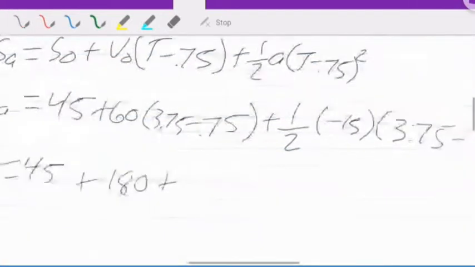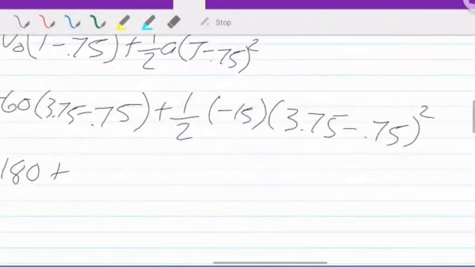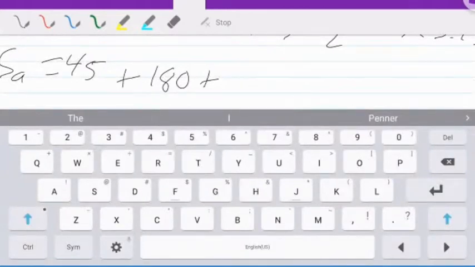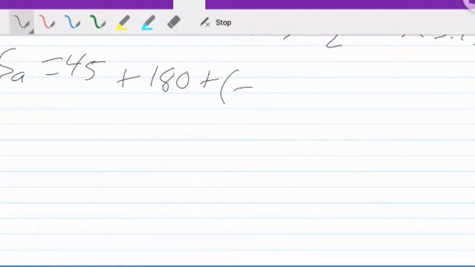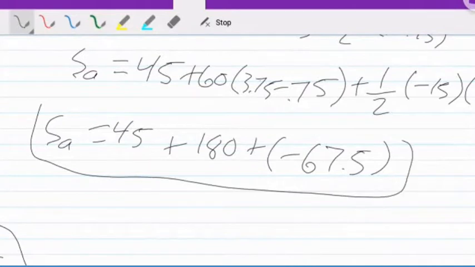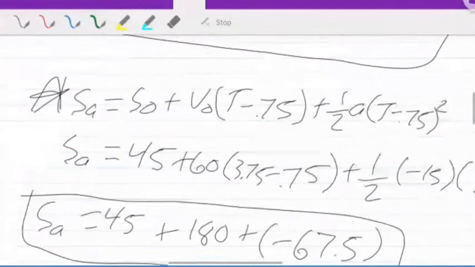plus, so we have 3.75, so it's 3 squared times negative 15 times 0.5. So that gives us plus a negative 67.5. And that is the displacement due to A, car A.